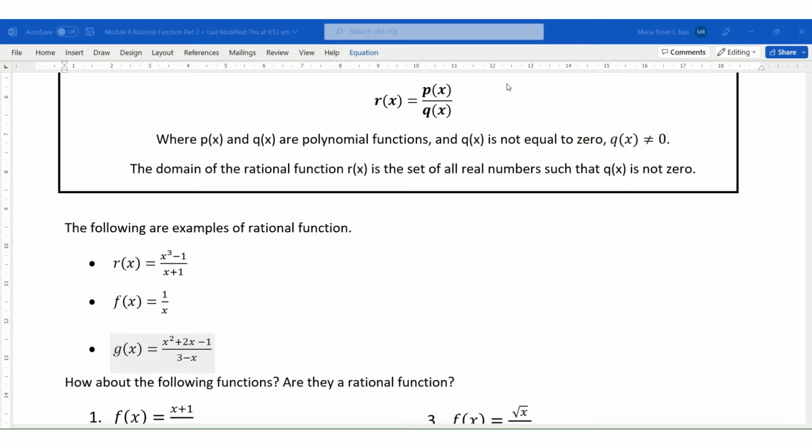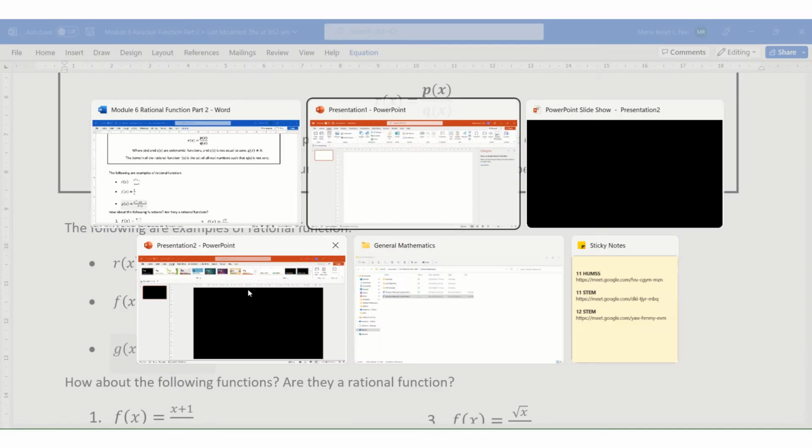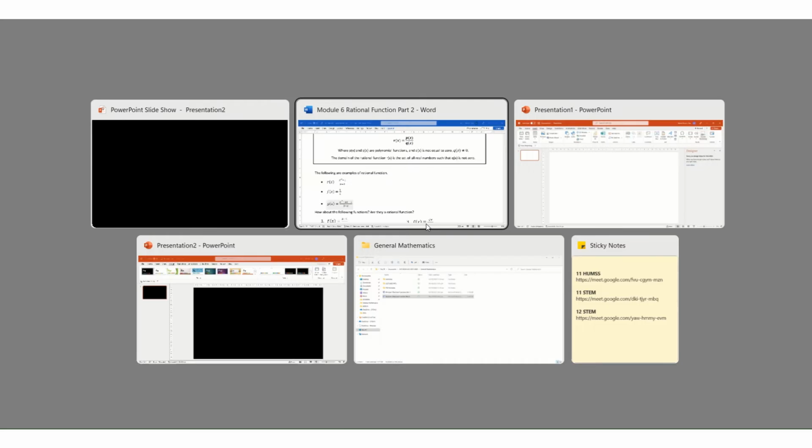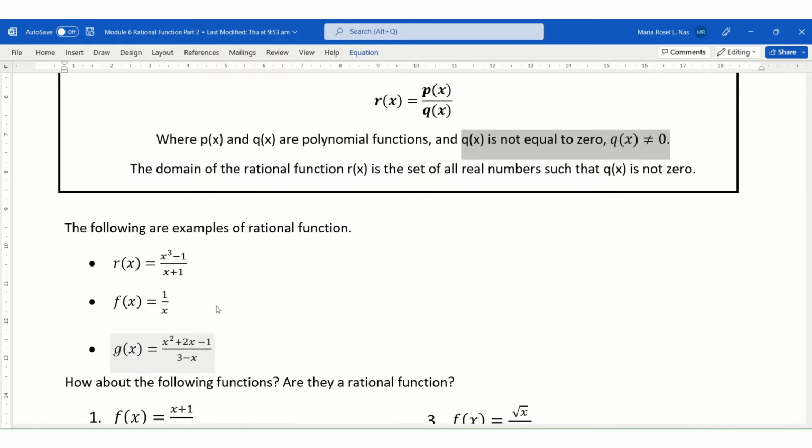So how about ginawa natin to na x over 1? Magiging rational pa kaya siya or no? So the answer here, kapag ginawa na natin siya, for example, f of x is equal to x over 1. Although this is an identity and this is a constant function, since dinivide mo siya sa 1, pwede na rin siyang i-express as f of x is equal to 1 over 1 times x, or simply f of x is equal to x. So hindi na siya magiging rational function, so simply an identity function. Therefore, kapag constant yung nasa ilalim, hindi na siya magiging rational function.